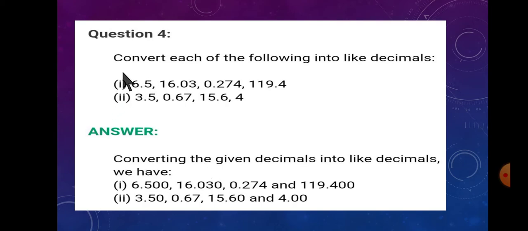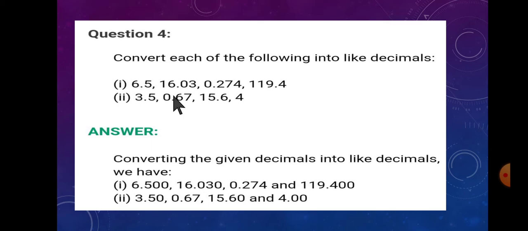Our next question, question number 4. Convert each of the following into like decimals. In like decimals, the number of digits after the decimal is equal. You know the rule I explained: after the decimal you can insert a number of zeros according to your condition. Here you can see 6.5, 16.03, 0.274, 119.4. After the decimal, the number of digits is different. The number of places is different.